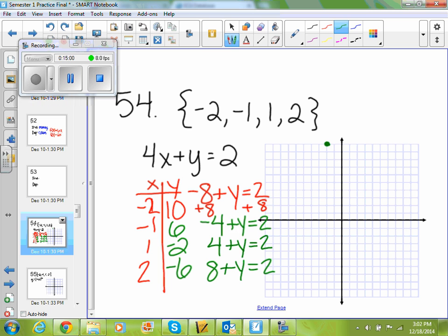Negative 1, 6, so back 1, up 6. 1, negative 2, so over 1, down 2. And 2, negative 6, so over 2, down 6. Do I connect those points? No, why not? Because they gave us a domain. Very good. So when they give you the domain, you do not connect your dots.